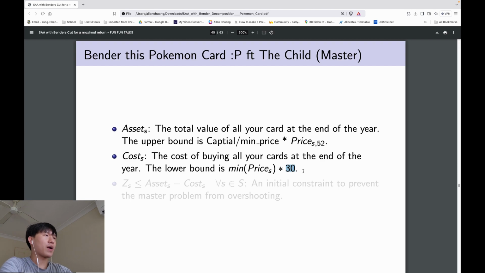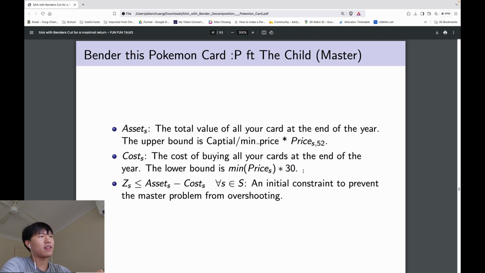Right, so then we can generate this initial constraint that we provide to the child, saying, hey, our return on investment for the sample S is going to be less than or equal to the maximum asset we can have for sample S minus the minimum cost we can have for sample S. We need this because if we don't give this, then the child is probably going to give us some absolute garbage. It might give us infinity because it's not constrained to not give us infinity. Whereas once we give this to the master problem, it's going to know, hey, I have this maximum limit and I can't actually go to infinity. So there is that initial constraint that we also need to give to the child.